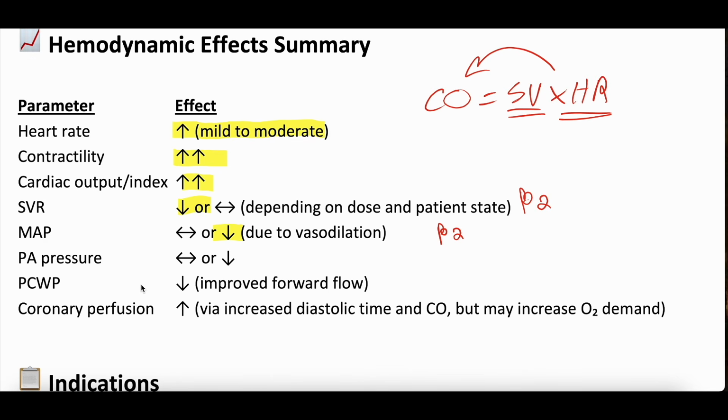This is more advanced stuff, but your PA pressures can sometimes decrease. That's your pulmonary artery pressures from vasodilation. Your pulmonary capillary wedge pressure often decreases because you have improvement in forward flow, and your coronary perfusion, how well you're getting blood flow to your heart, often improves because of increased diastolic time and cardiac output. The caveat here, though, is that dobutamine also increases your myocardial oxygen demand because you're asking that heart muscle to squeeze more robustly. And when you ask it to squeeze more robustly, it consumes oxygen.